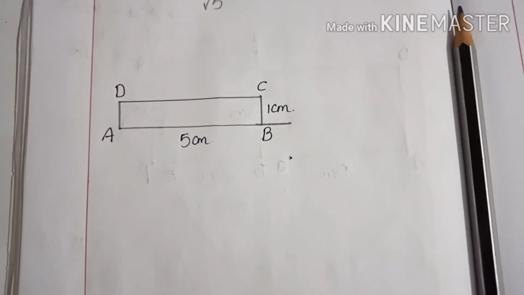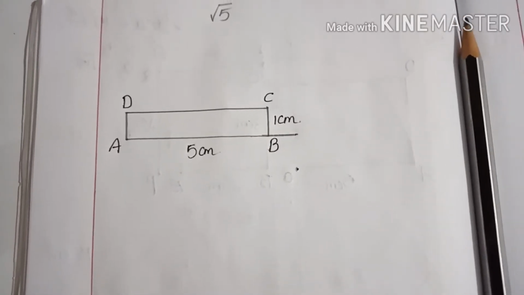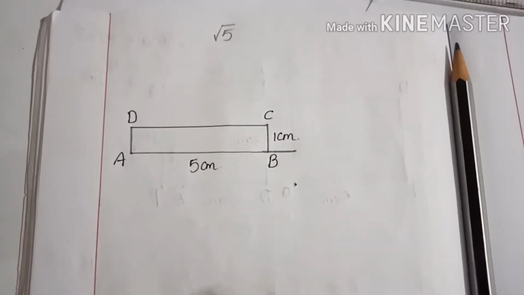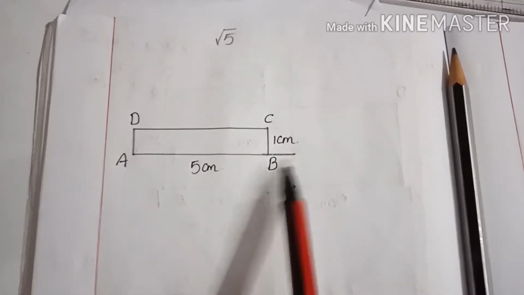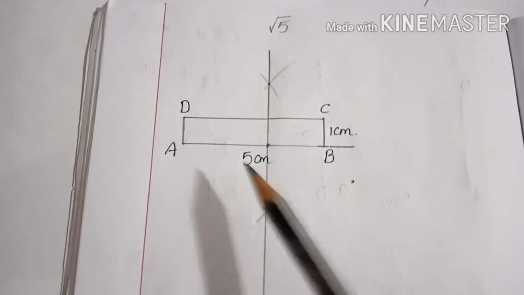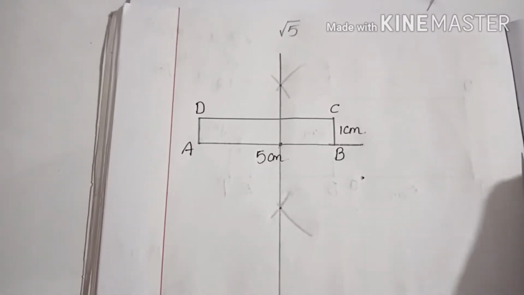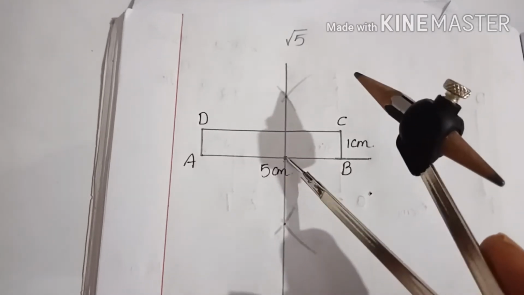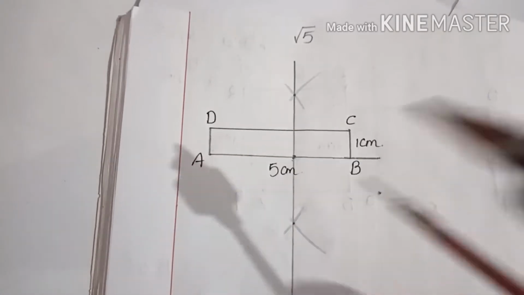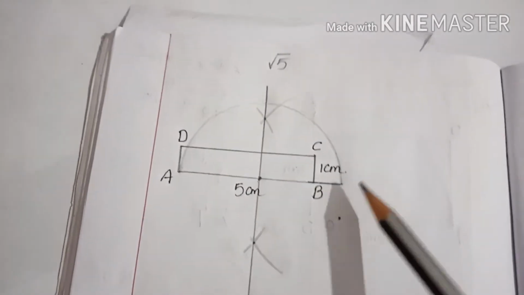Next step is to draw the perpendicular bisector of the complete line, from A up to the last end, up to here. After drawing the perpendicular bisector, we got a point here. This is the center point. Keep the pinpoint at this center point, and the radius will be up to A. Draw a semicircle.